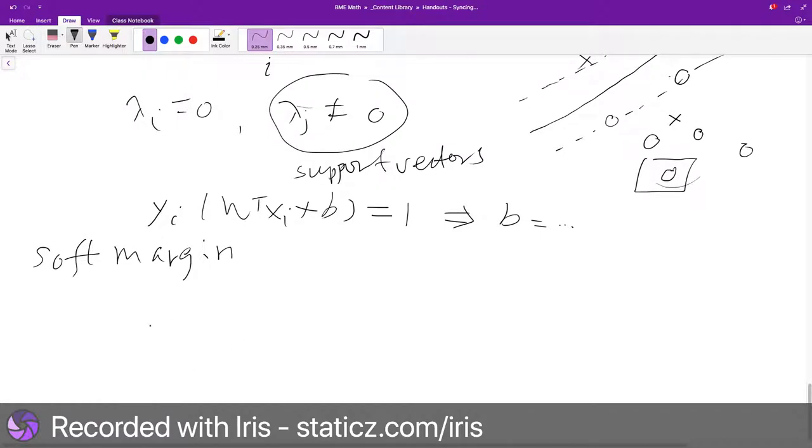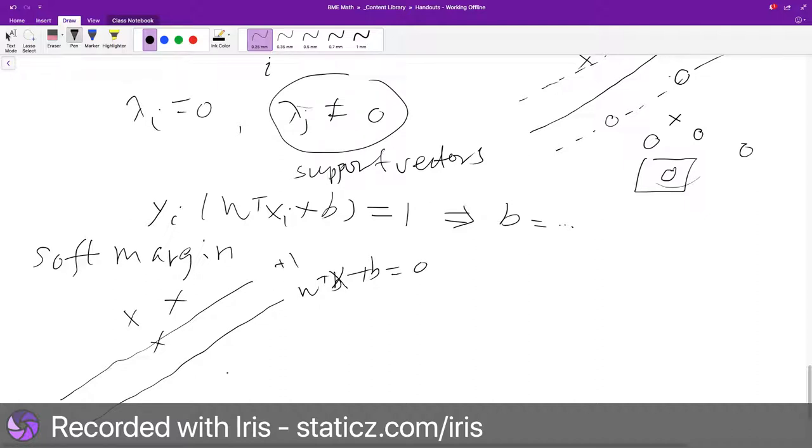I still draw the same thing. This is your support, it goes like this, starting from here. The decision boundary is WX plus B equal to 0. That's plus 1, and the other one says minus 1. You have some support vectors here. Suppose you have a data point, say, here inside.